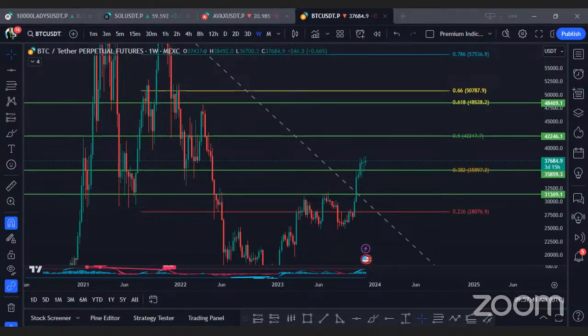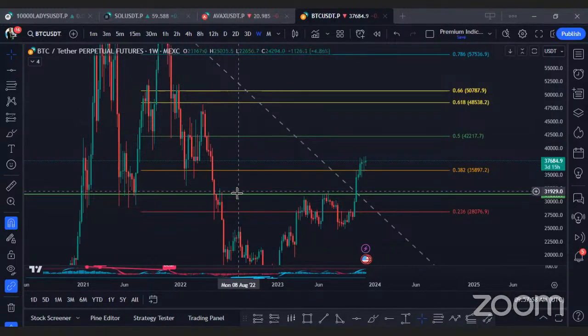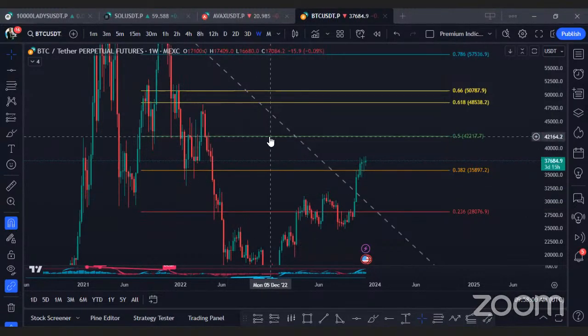I'm trying to spot out the support and resistance area, and I'm telling you the easiest way you would have done that, if you are looking at the higher time frame, is to use the Fibonacci retracement tool. Now, if you don't want to use the Fibonacci retracement tool, spotting support and resistance areas on the chart is very easy.